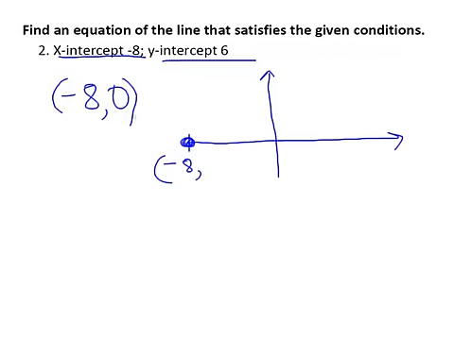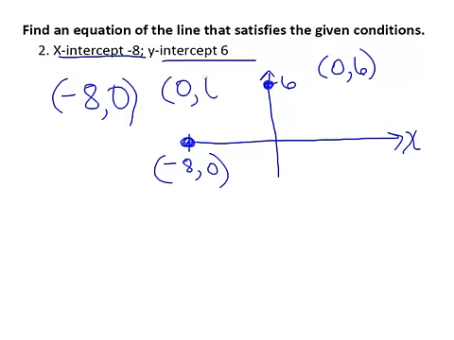Okay, so let's look at this. Negative 8, 0. Here's the point, negative 8, 0. And sure enough, when it crosses the x-axis, for the x-intercept, the y is 0. Now for the y-intercept up here at 6, when it crosses the y-axis, that means this is the point, x is 0, when y is 6. So our y-intercept point means x is 0, and the y-intercept is 6.